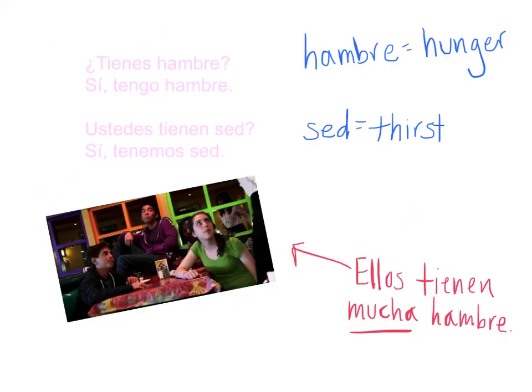Okay, that is it for now. I hope this helps to give more of an introduction and a description to how we use these three verbs and also to how important gender and number is when we are describing things in Spanish.